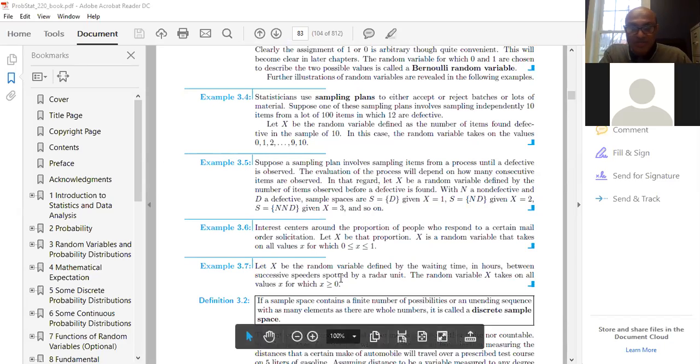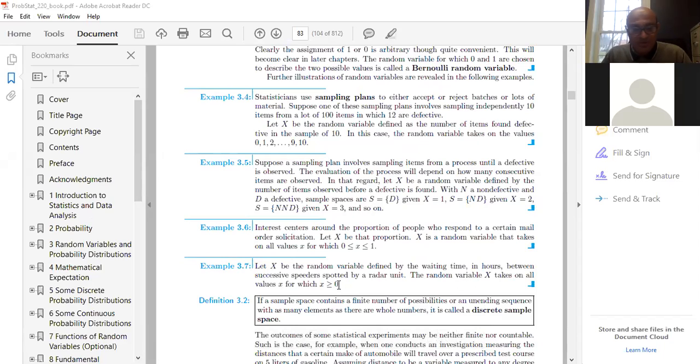So read this one: X is the random variable defined by the waiting time in hours between successive speeders spotted by the radar unit. The random variable X takes all the values X greater than or equal to 0. As I told you, suppose it is 0 to 5, what number of waiting time, how many hours, we don't know. So in that case, we can say that is the example of a continuous random variable.